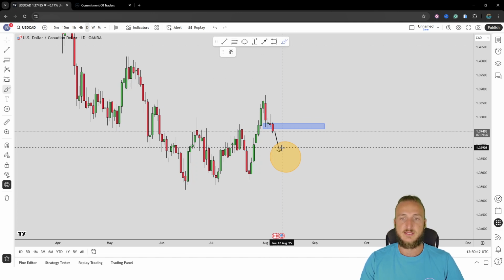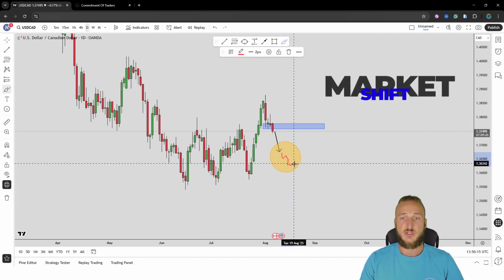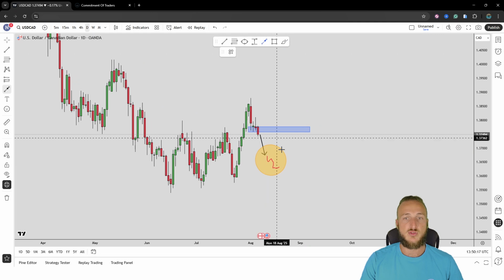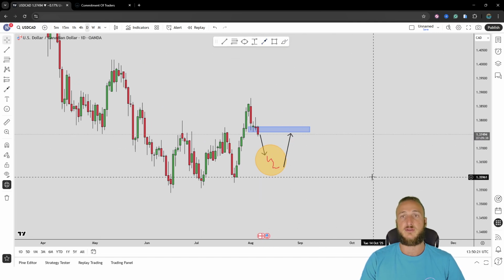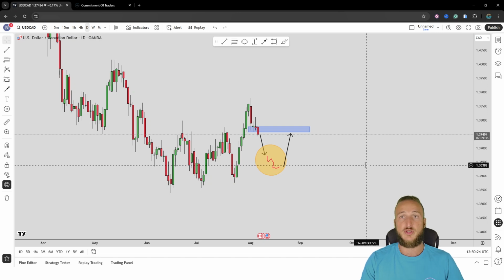Therefore, what I would expect is that if this market would shift from an intraday bearish to bullish market, I wouldn't be surprised to see a potential reversal higher, completing this M pattern at the neckline. That definitely wouldn't surprise me.